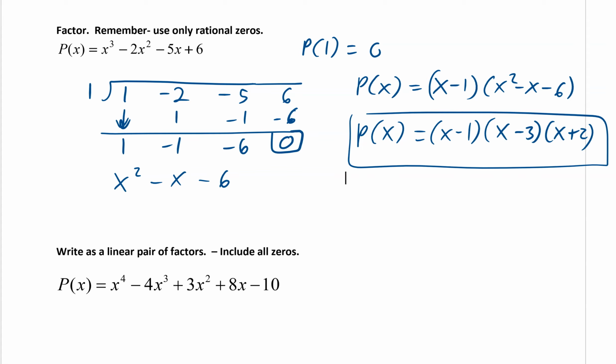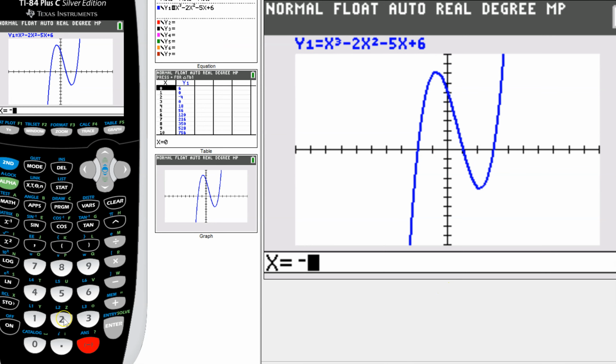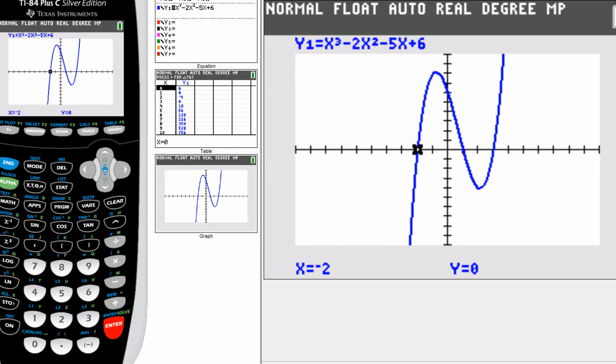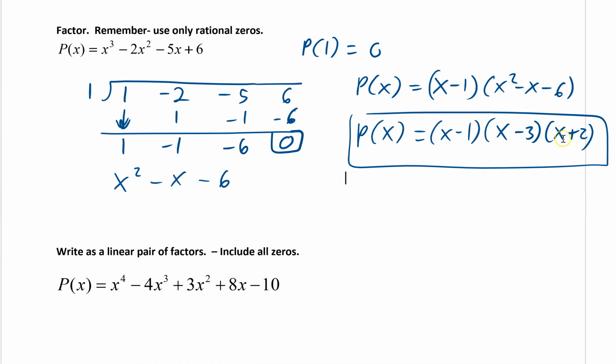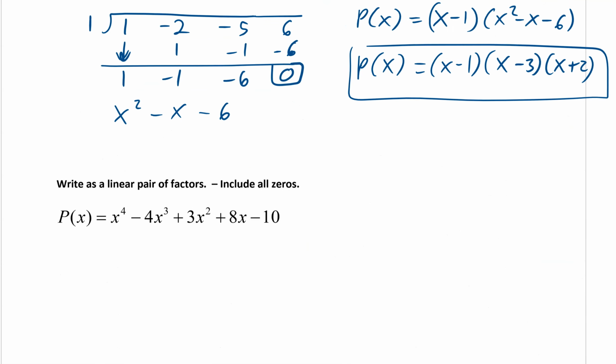And you can go back to our TI and double check it. So there was the 3, there's the -2, and you can check them, trace -2, hit enter, it's 0. So there it is. So -2 and 3 gives us our fully factored form. So that's all we're doing. You're writing it as a linear pair of factors and factoring it.